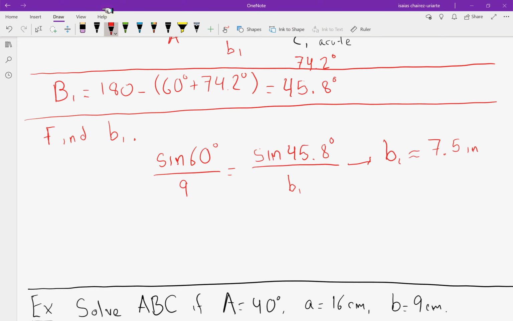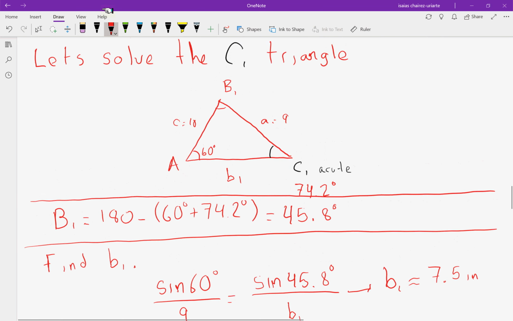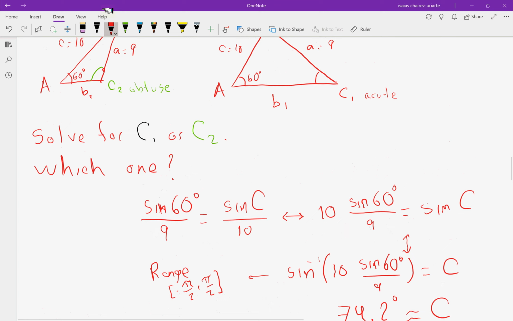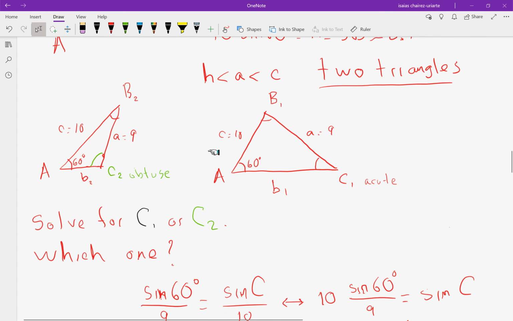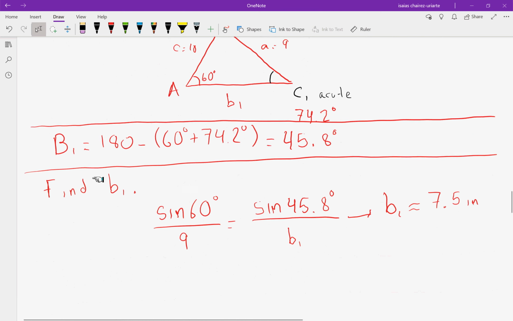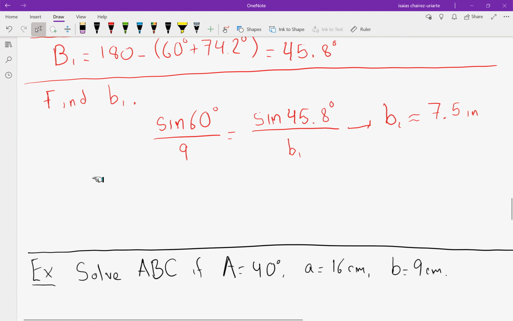Yeah? Okay, so we've completed one of the two triangles. We've completed this one right here. Now, we still need to complete the other one. What I'm going to tell you is just what the dimensions are. So for this other one, we need to find B2, C2, and the side length B2. And let me just tell you what they are, and check your work, and hopefully we agree on this.